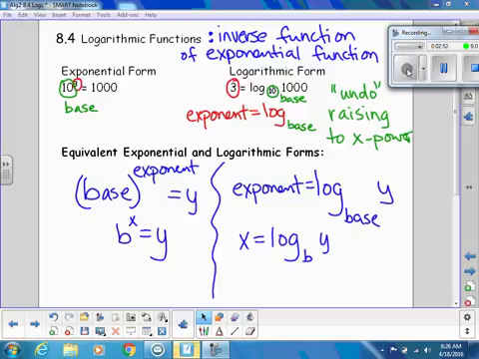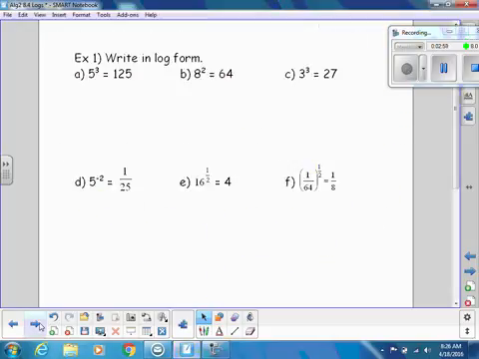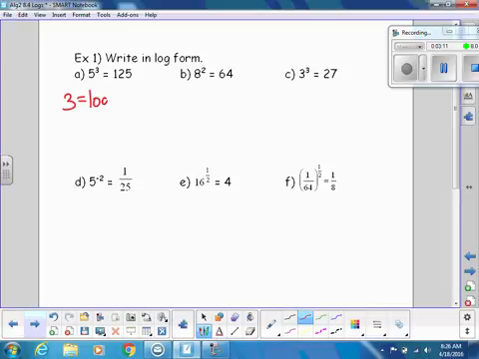Converting back and forth is very important. We're going to use that to help us solve equations later on. All right, so all we're going to do is practice rewriting this in the log form. So this is an exponential form, so I'll always start with the exponent. Here the exponent is 3, and that's equal to log, and the base. So what number had the exponent on it? That was the 5. That's what we call the base. And then I put the 125.